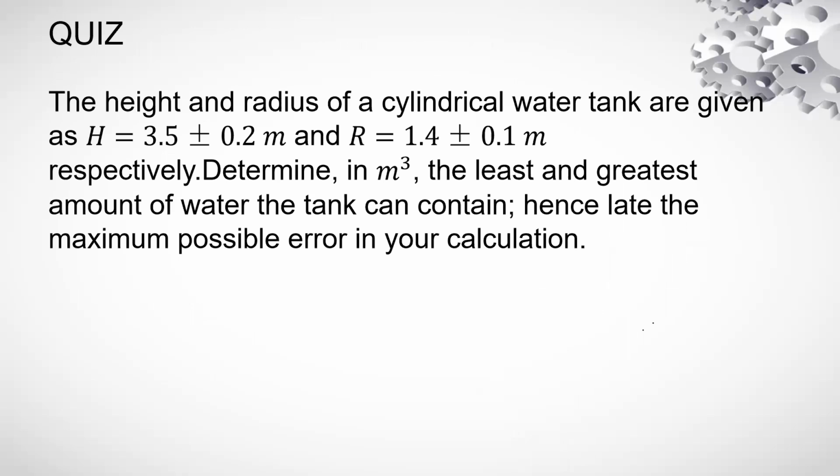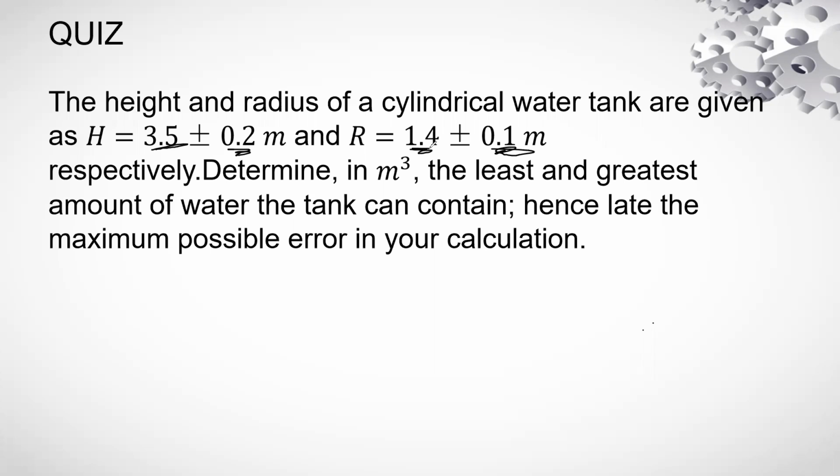This question says the height and the radius of a cylindrical water tank are given by that and that, respectively. What I want you to notice here is they've given you the error bounds: delta H is 0.2 and delta R is 0.1. And then you also have the exact values, 3.5 and 1.4. They say determine, in meters cubed, the least and greatest amount of water the tank can contain.